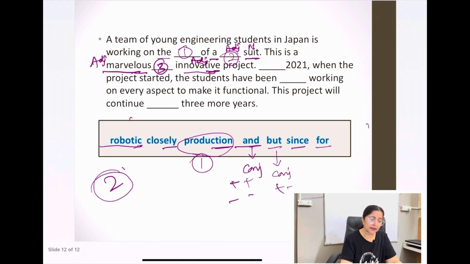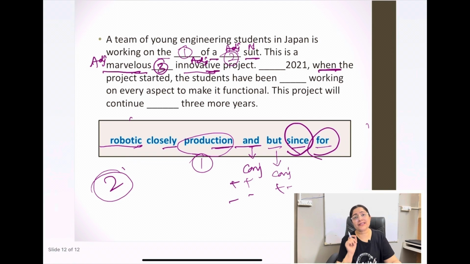Now it's okay. Now dash 2021, when. What will we be using with when? We'll be using either since or for. Now because 2021 is a specific point of time, we'll be using since over here. Since 2021, when the project started, the students have been dash working. Have been working means action is there. So what defines an action? An adverb. So we'll be using closely. They have been closely working on every aspect to make it functional.